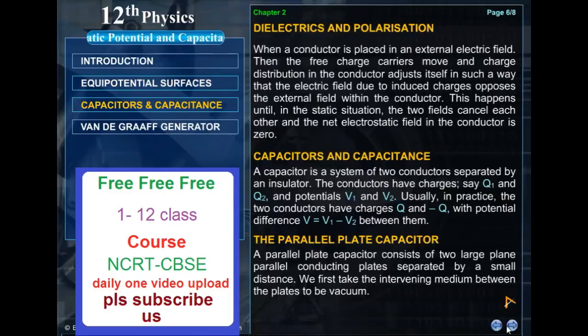Dielectrics and polarization. When a conductor is placed in an external electric field, then the free charge carriers move and charge distribution in the conductor adjusts itself in such a way that the electric field due to induced charges opposes the external field within the conductor. This happens until, in the static situation, the two fields cancel each other and the net electrostatic field in the conductor is zero.